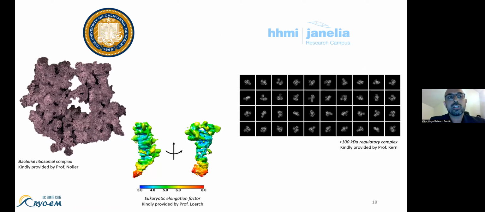We have been using also University of California, Berkeley, from like large stuff such as ribosomes, and also very small eukaryotic elongation factors that we have been using in those microscopes. And from Janelia, we recently, just a few weeks ago, collected a less than 100 kilodaltons complex, also remotely accessed into their scope. And then we are undergoing all the data processing.